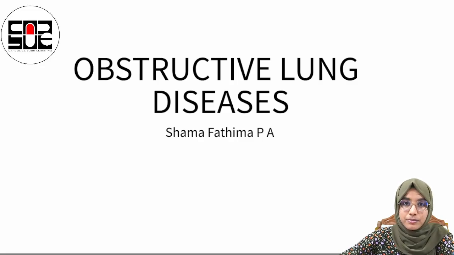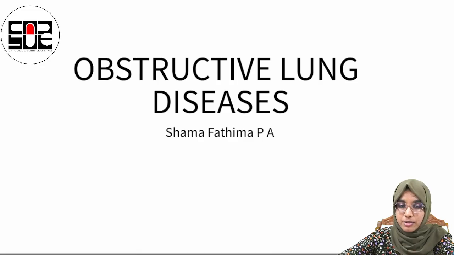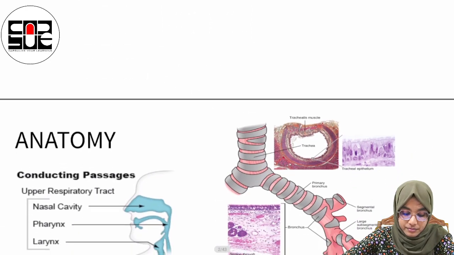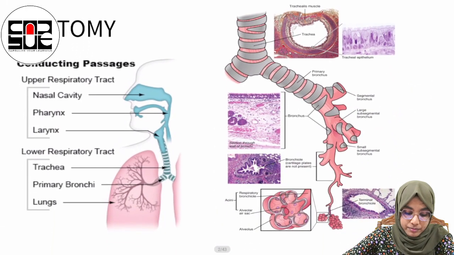So I'll give an overview of what we are going to cover today. I'll give an introduction about the anatomy and the histology of the respiratory tract. Then we'll discuss the definition of COPD. Then we'll move on to two COPD cases, that are chronic bronchitis and emphysema. So let's begin with the anatomy.